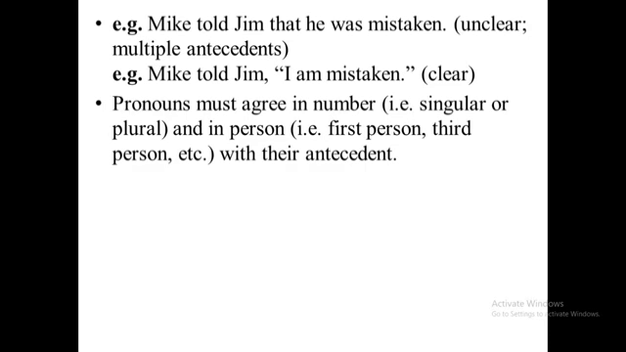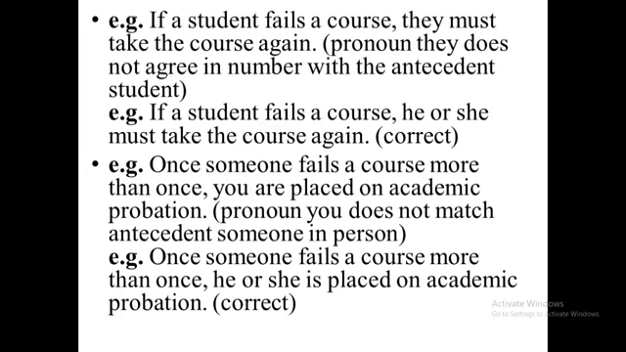with their antecedent. Obviously, dear students, we have discussed in the last lecture about first person, second person and third person. So now the thing is very important. We are going to discuss here singular or plural. So first example is there. If a student fails a course, they must take the course again. Now pronoun they does not agree in number with the antecedent student.